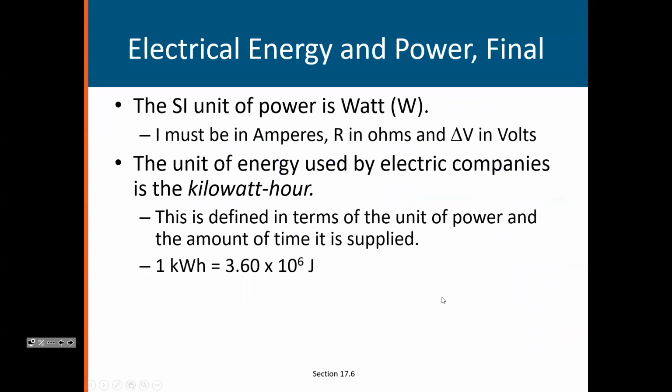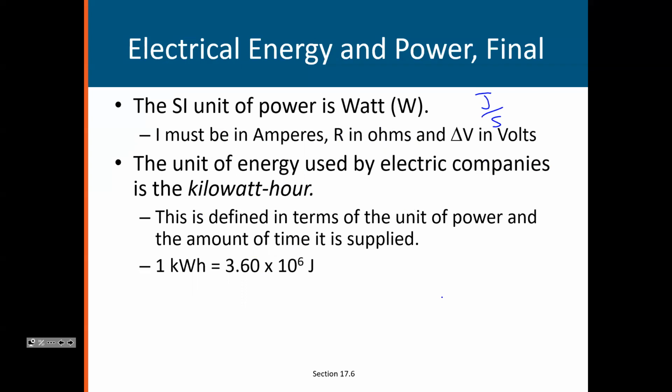Okay, what about the units for the power? Power is energy divided by time, right? The rate at which the energy is transferred. So it must be joule per second. Okay, again in mechanics, we came across this. Power is joule per second.